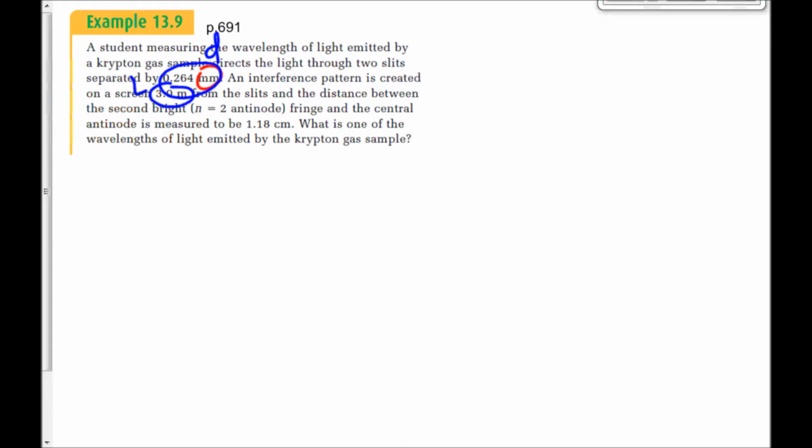Now they're saying n is equal to 2 there, but we're just going to say it's the second antinode and the central bright spot. In other words, the second bright spot and the central bright spot. N will be equal to 2, but only because it's 2 minus 0. L is 3.0. This is going to be x, but we don't want centimeters again, we want meters.